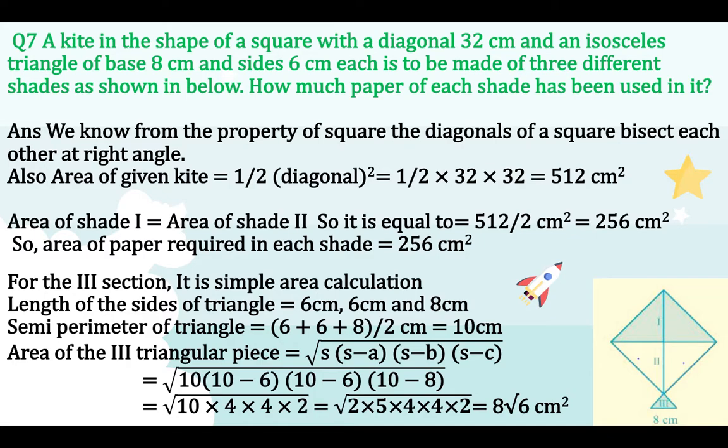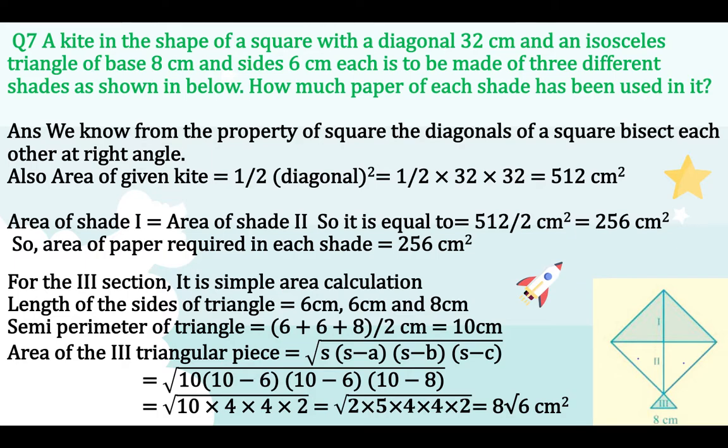So first I will find out the area of the triangle section 1 which will be equal to area of the triangle section 2. And how will I find out? I will simply divide the area of the square by 2. So the area of these triangles are equal to 256 centimeters square. So the amount of paper required to make these shades 1 and 2 is 256 centimeters square.